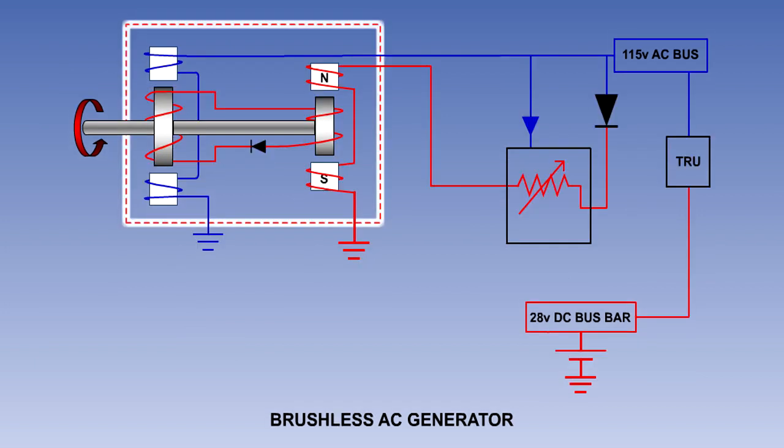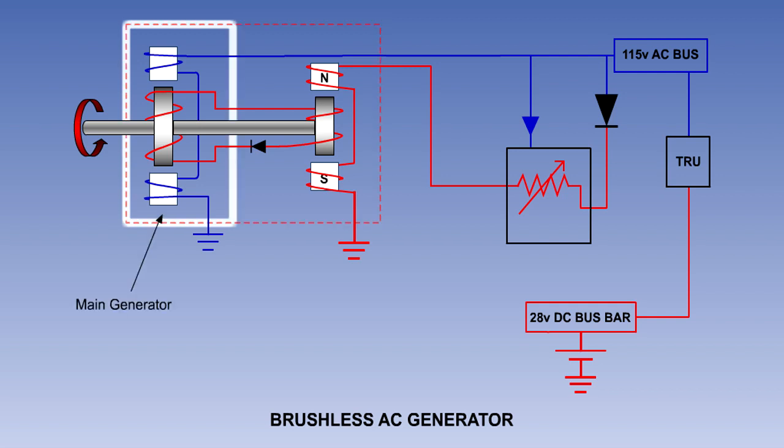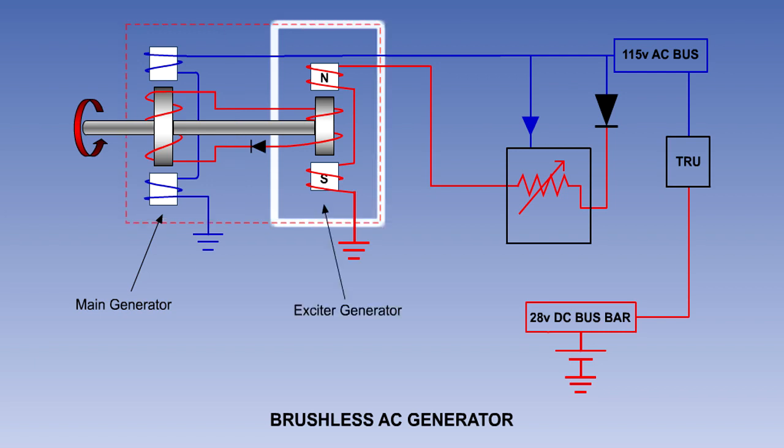A brushless AC generator consists of 2 generators. The main generator with a rotating field and an exciter generator with a rotating armature on the same shaft. The purpose of the exciter generator is to provide a current for the main generator rotating field, without the need for slip rings and brushes.